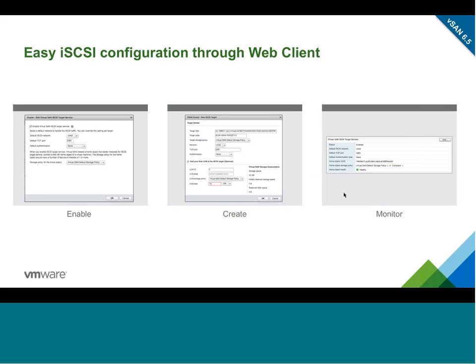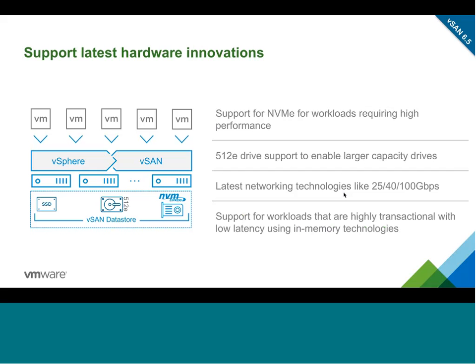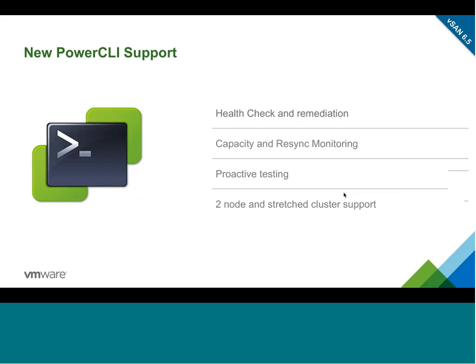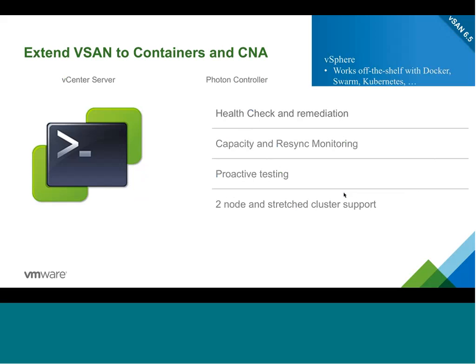The configuration is pretty easy. It's simply through the web client. And it supports all the latest hardware available in the market. New PowerCLI support is introduced with 6.5, through which you can do health checks and remediate, capacity and resync monitoring. You can do proactive testing, 2-node and stretch cluster support. All this you can do through PowerCLI. That means you can automate all those tasks in 6.5.